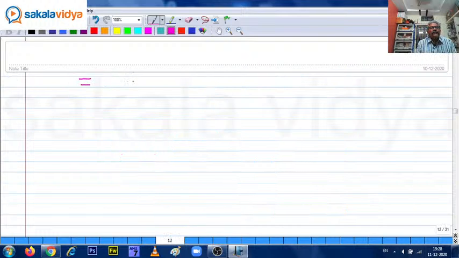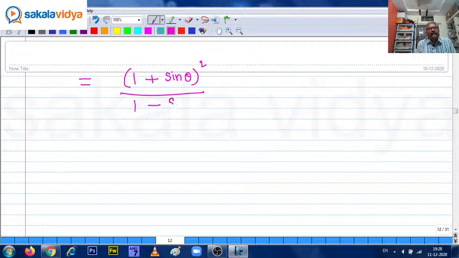So this equals to 1 plus sine theta whole square. Don't expand it. Keep like that only. You get 1 minus sine square theta. So here don't change the numerator. We need to, this is called numerator. This is called denominator. So now we need to change the denominator.